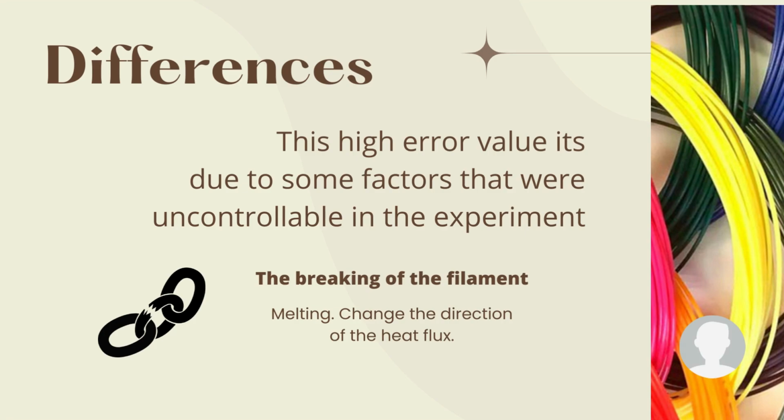This high error value is due to some factors that were uncontrollable in the experiment. The most important factor was the breaking of the filament, or the melting. The melting changed the direction of the heat flux. The filament, after it melted, was not touching itself at some points. This made the heat flux through the filament more difficult, and also the geometry was distorted, changing the calculus of the Fourier law of heat flux.